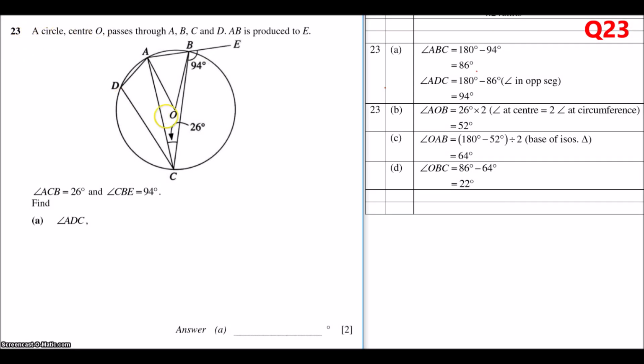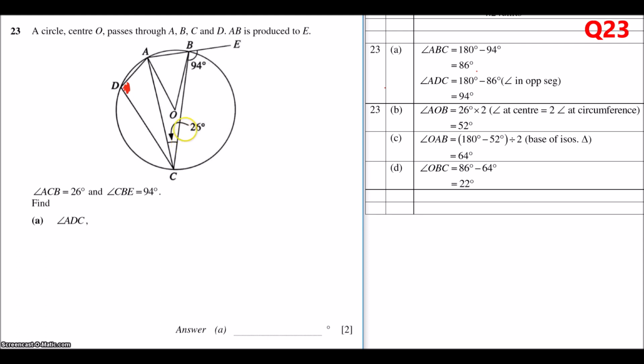Okay, we have a circle. Center is O, and then you've got A, B, C, D all on the circle. And then AB produced to E. So AB, you draw a bit longer to E. Actually, this also means that this is a straight line. That's another way of saying it. Okay, so 26, 94. I'm assuming, oh no, this is BCE, sorry, CBE. So this is until this line, got to be very clear. Okay, so we want ADC, so this one.